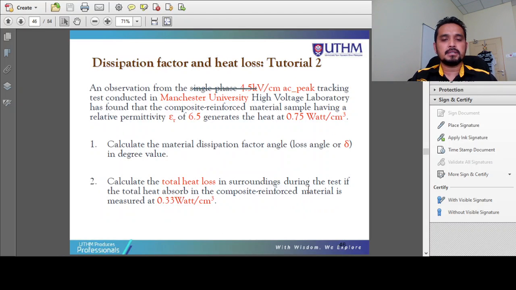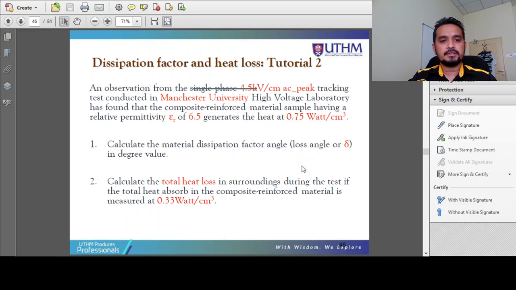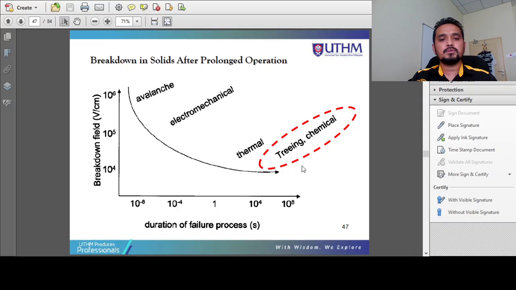Done about the thermal breakdown with some simple calculations, and now we come to the breakdown in solid. After prolonged operation, that is why we put 10 to the power of 8. It means that after a certain period of time, maybe in years, after several years in service, we will face, okay, we have discussed avalanche, electromechanical and thermal.